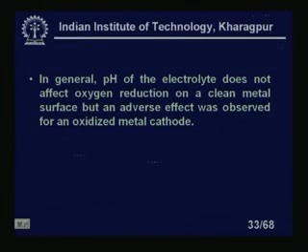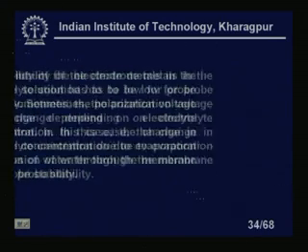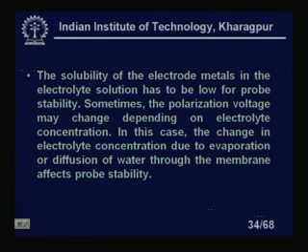In general, the pH of the electrolyte does not affect oxygen reduction on a clean metal surface, but an adverse effect was observed for an oxidized metal cathode. The solubility of the electrode metals in the electrolyte solution has to be low for probe stability. Sometimes the polarization voltage may change depending on the electrolyte concentration. In this case, the change in the electrolyte concentration due to evaporation or diffusion of water through the membrane affects probe stability, because any liquid you will find when you make the reactions, mostly it is water. So water may diffuse through the membrane, okay. So that will again change the properties of the electrolyte.